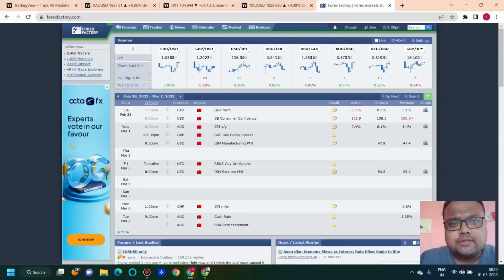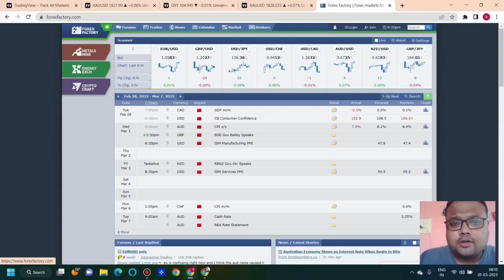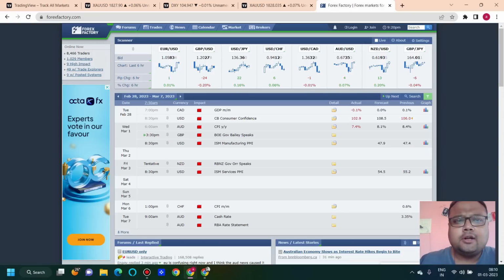And today we have some news also during the US session. This is forexfactory.com. You can consult any economic calendar, you'll find the news. You can see ISM manufacturing PMI for the US dollar. So there will be some volatility, not crazy volatility like NFP or FOMC, but yes, there will be some volatility for 1 hour, 2 hours. So please be careful.